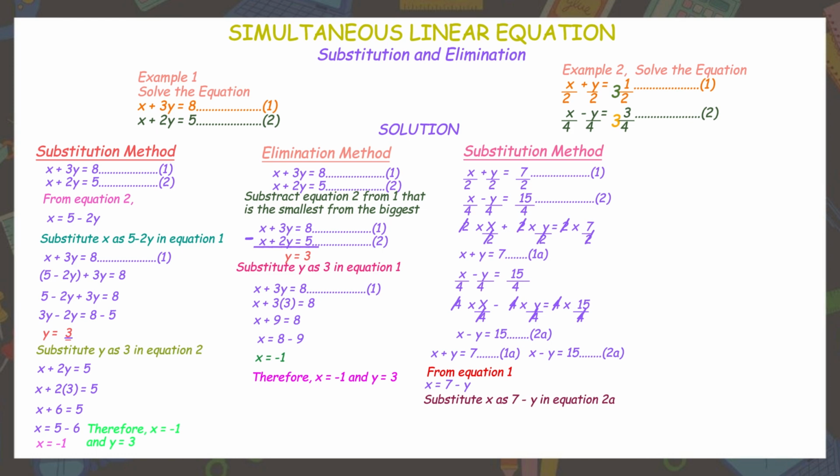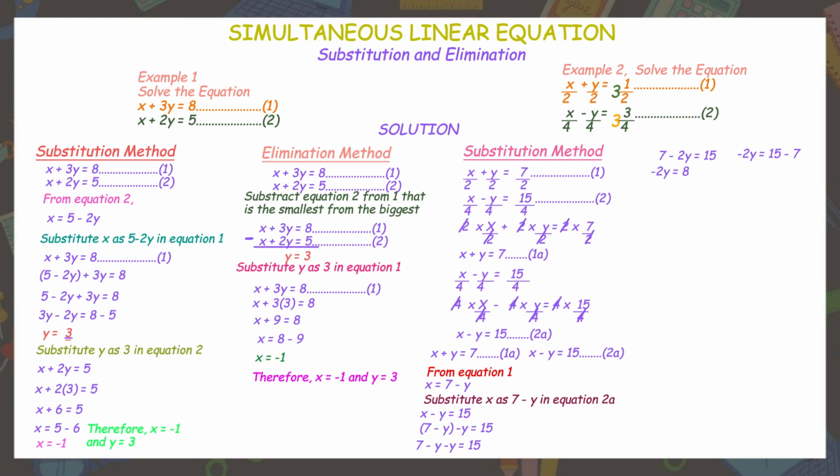So what do we have in equation 2a? We have that x minus y equal to 15. So that means we are going to have that 7 minus y equal to 15. Here minus y will give us minus 2y. That will be 7 minus 2y equal to 15. So that means that minus 2y is equal to 15 minus 7. So minus 2y is equal to 8.